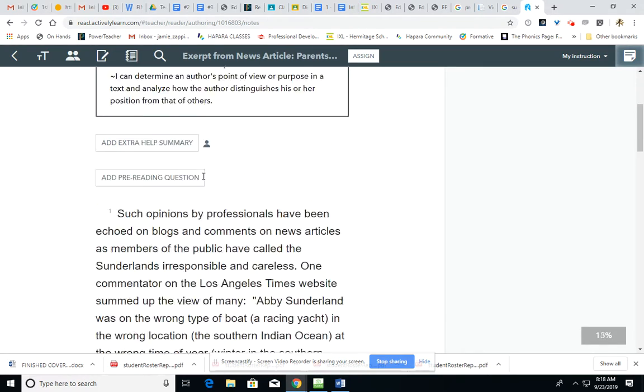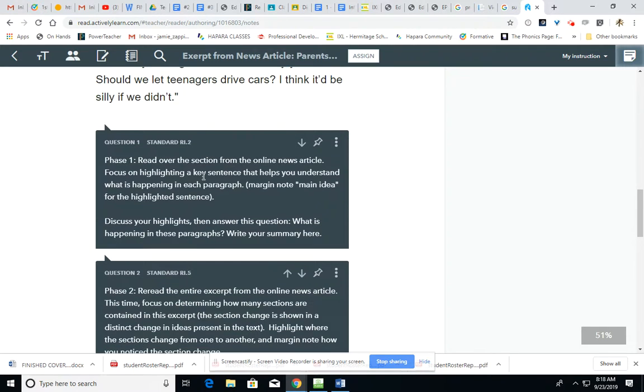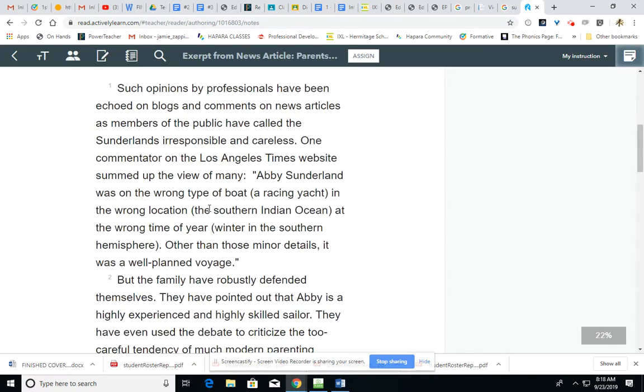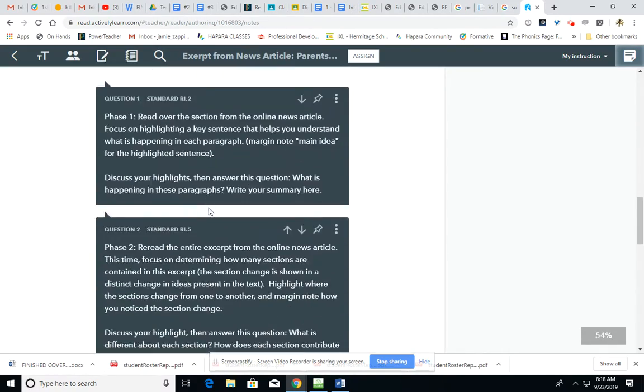As you read this the first time, we're going to be focusing on reading over the section from the online news article, focusing to highlight a key sentence that helps you really understand what's happening in each paragraph. You want to margin note that sentence. You'll highlight it and margin note that sentence's main idea for each of the paragraphs. So notice there are 3 specific paragraphs listed, so make sure you have a main idea decided for each.